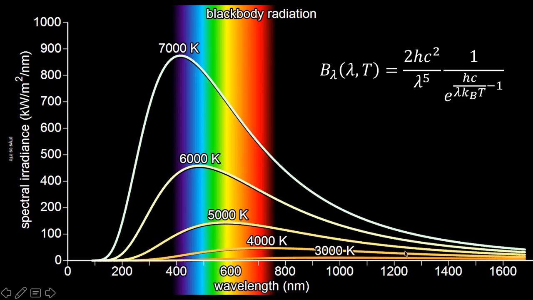Anyway, what this equation, which you do not need to know, describes is this curve, which you do need to know. It says that the wavelength output per nanometer per meter squared, because obviously the total output depends on the size of the object, its surface area, but the output per nanometer of wavelength depends on the temperature of the object.